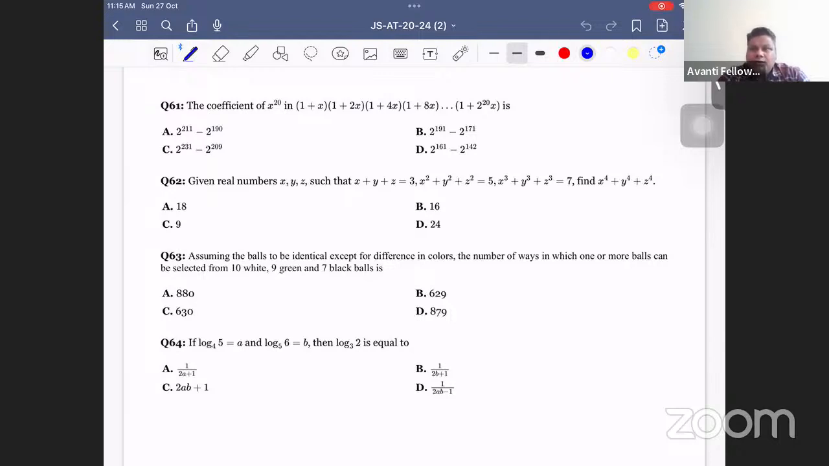Got it? So now let's do this question. See, this was the question from AIET 4. All right. So first of all, this is a very good question and a bit tough also.